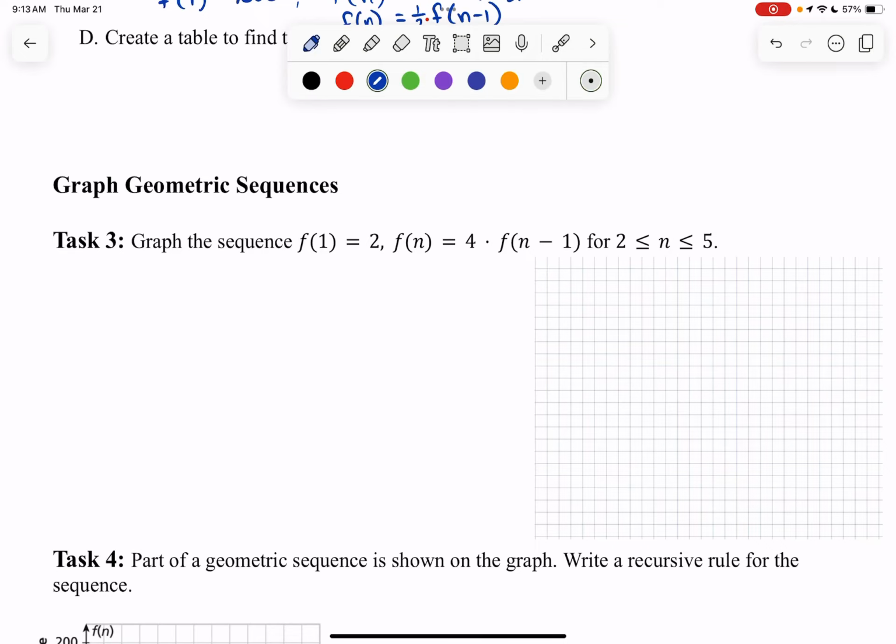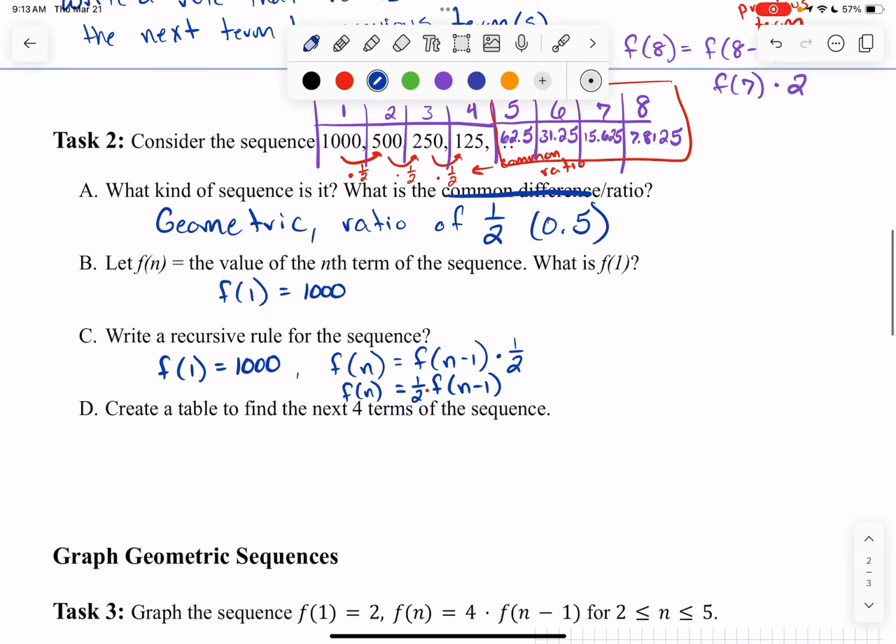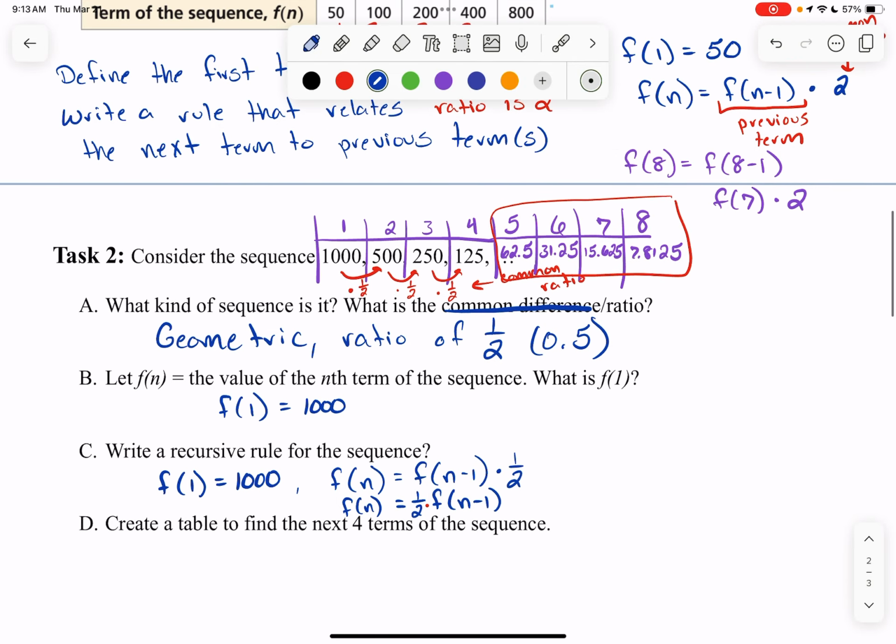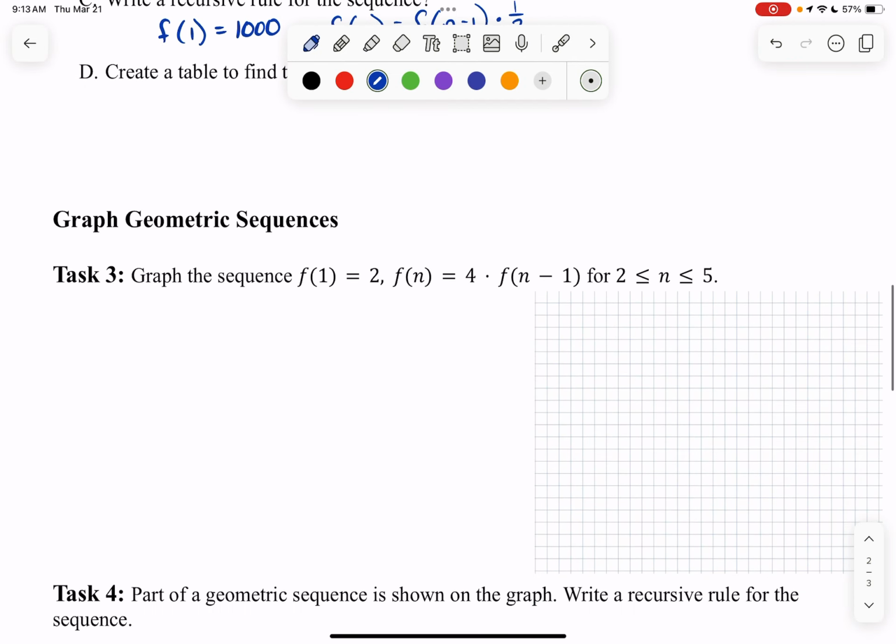All right. Now that we know how to find terms of a geometric sequence and write a recursive rule, let's graph geometric sequences. Here we want to graph the sequence f of 1 is 2. So there's my first term. And then f of n, the next term, is equal to 4 times f of n minus 1, which is just the way we write the previous term. So I take the previous term and I multiply it, and there's my common ratio. My common ratio is that 4.